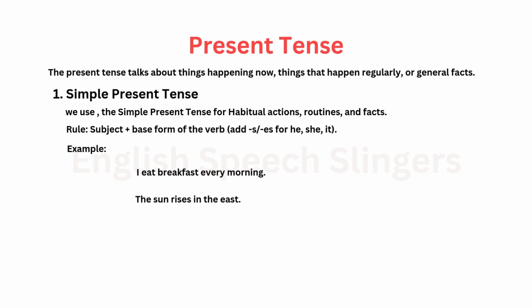The sun rises in the east. This sentence states a fact. In this sentence, the sun is the subject. Rises is the verb. In is the preposition. And the east is the object.